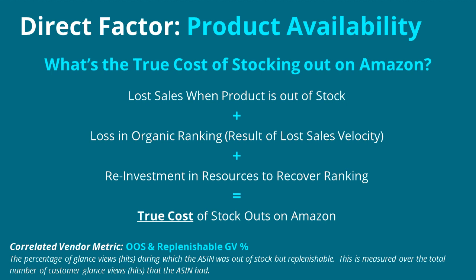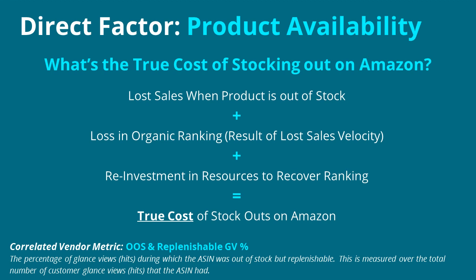And what this means is that you're not going to find out-of-stock products, and it really also highlights that the cost of stocking out on Amazon is much greater than just the time period where your product wasn't in stock. So what you've lost is the lost sale when your product is out of stock, and also the loss in organic ranking, because you've now lost sales velocity in the time period where your product is out of stock. And then the reinvestment in resources, whether that be in promotions or giveaways or advertising, to recover that ranking and get back to where it was, that is the true cost of stocking out on Amazon.